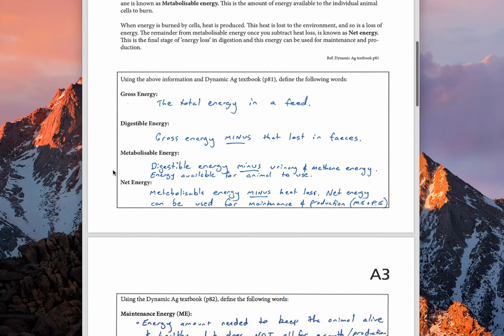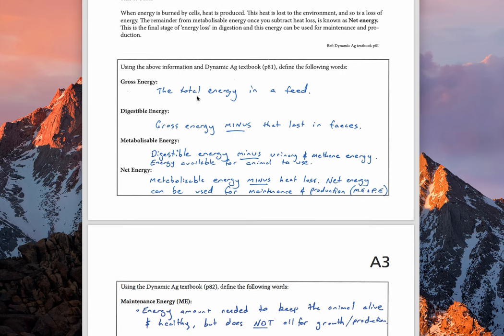So if we have to summarize, gross energy is the total energy in a feed. Digestible energy is gross energy minus the loss in feces of energy. Then we have metabolizable energy, which is digestible energy minus urinary and methane energy. This energy is available to animals to use or to burn. And net energy is metabolizable energy minus heat loss. Net energy can be used for maintenance and production, or ME and PE, maintenance energy and production energy.